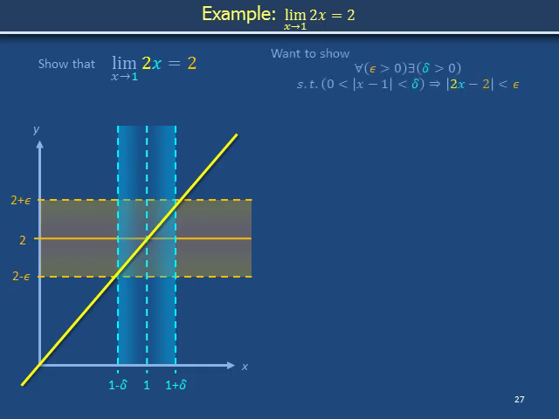We want to show that for all positive epsilon there exists a positive delta such that confining x to 2 intervals, one of them between 1 minus delta and 1, and the other between 1 and 1 plus delta, ensures that the quantity 2x deviates from the value 2 by a magnitude less than epsilon if it deviates at all.